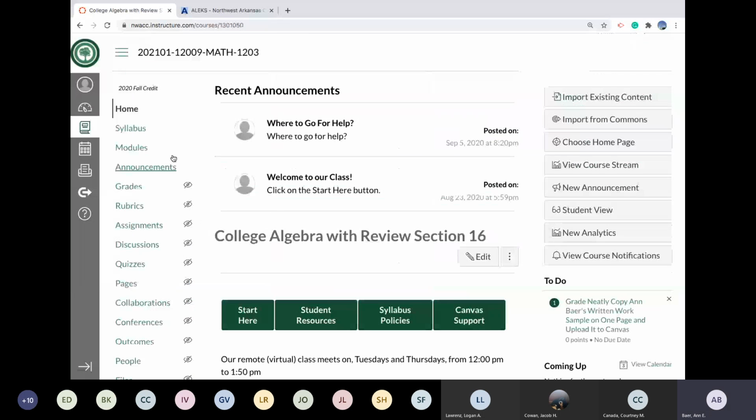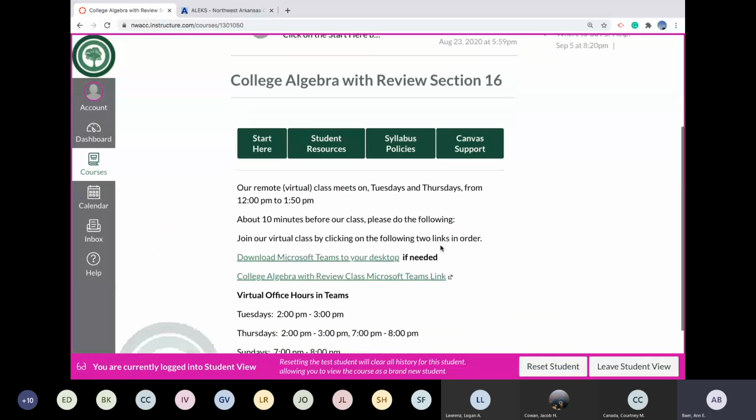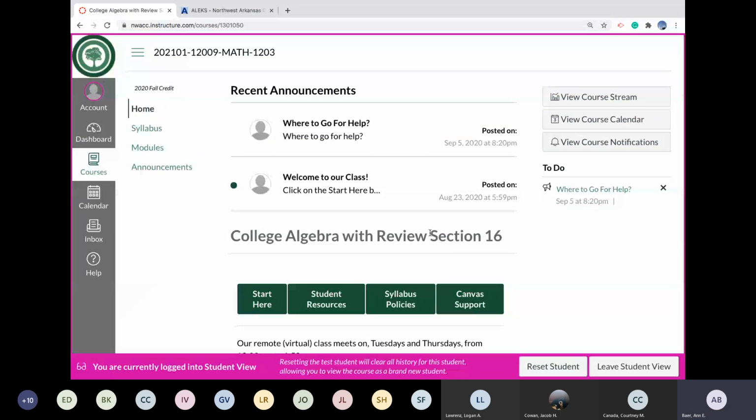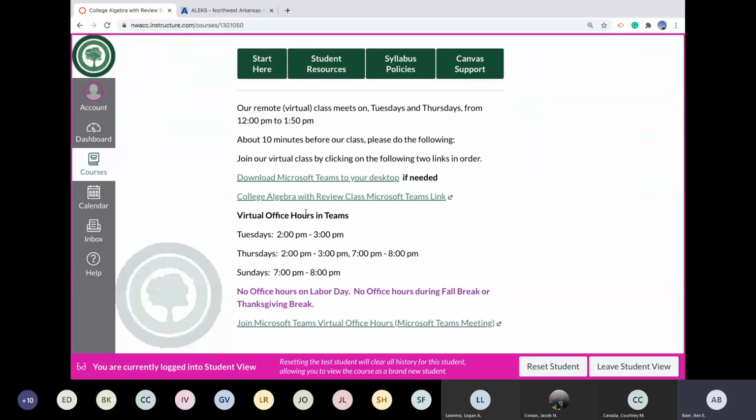I'm going to enter. I'm going to go to student view. I'm going to scroll down. So that's what it's saying. The first page you come into Canvas on is called the home page. On the home page, you scroll down, and there are my virtual office hours. This is the link that you want to click on for virtual office hours.